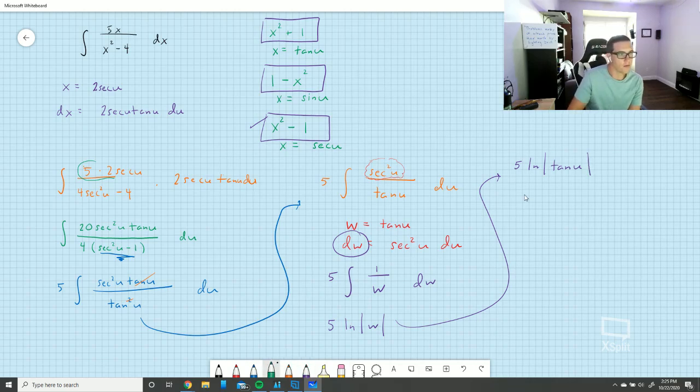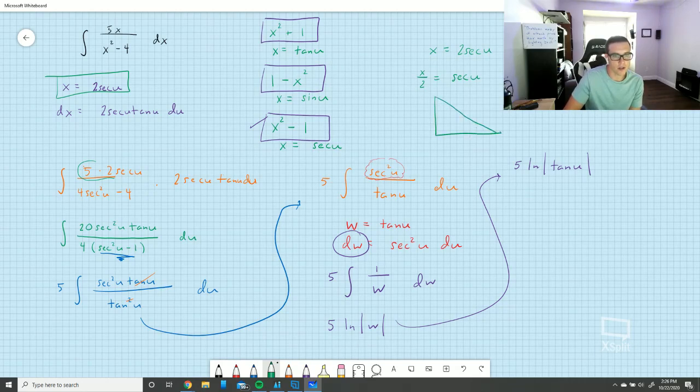Well, right here, I set up my relationship for how x and u are related. So I have x equals 2 secant u. Divide by 2. And I have this. Now I'm not going to arc secant. It's kind of weird. Instead, I'm just going to go straight to the triangle.